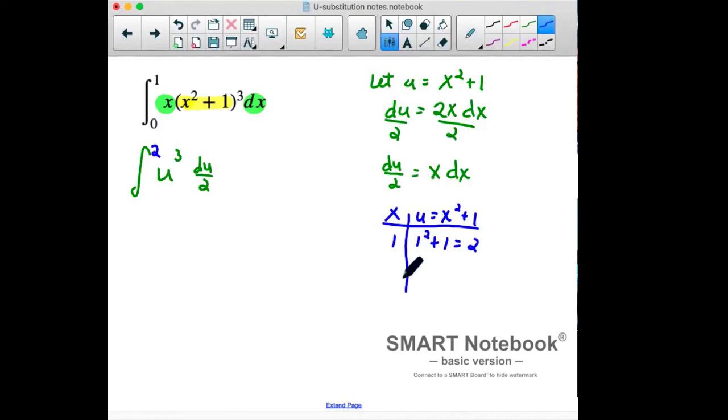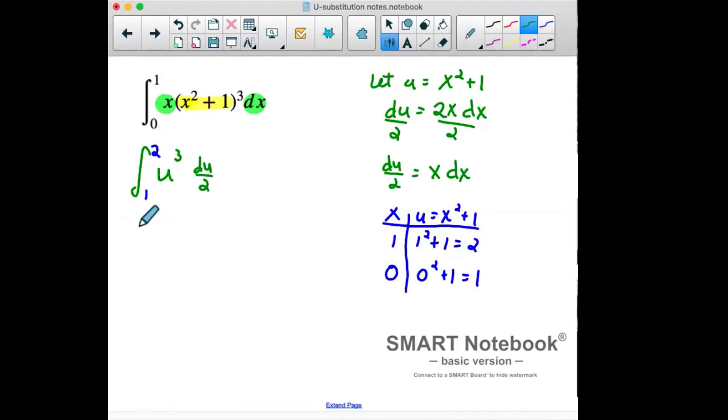Then my lower limit in terms of x was 0, so I'm going to plug that into my u value. So that's 0 squared plus 1. That gives me 1. So my lower limit is now 1. Make sure you change your limits of integration. This is the number 1 missed thing on definite integrals. People forget to change this and they go back and use the 0 and 1. That's in terms of x, not u, so make sure you make note of it.